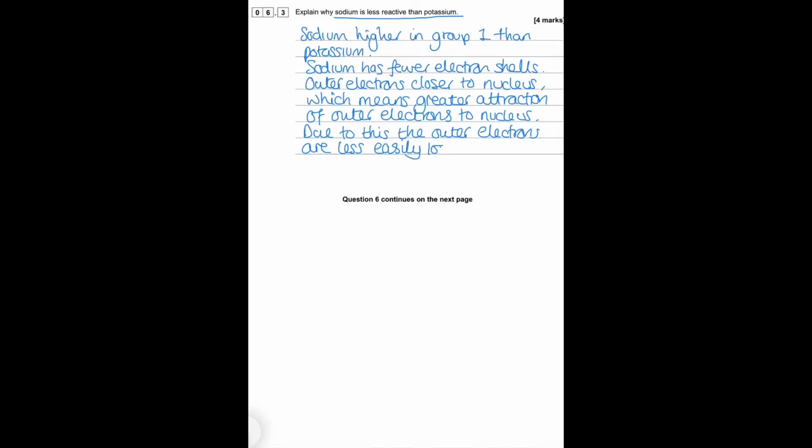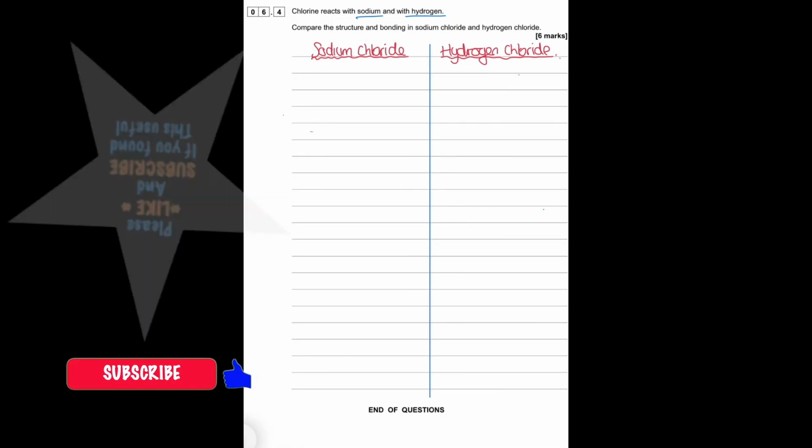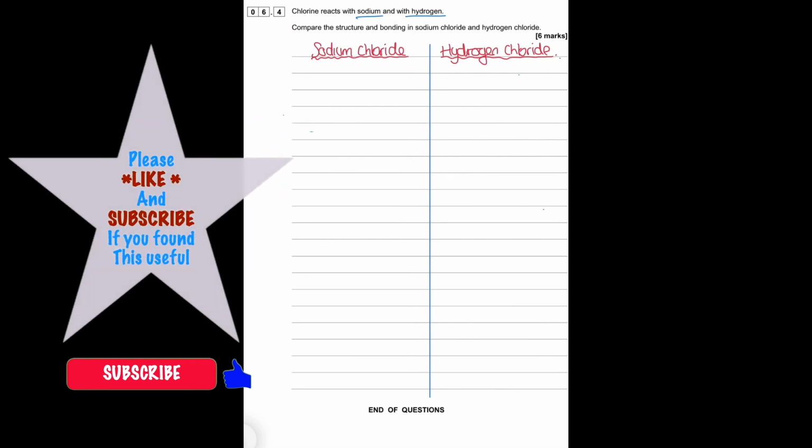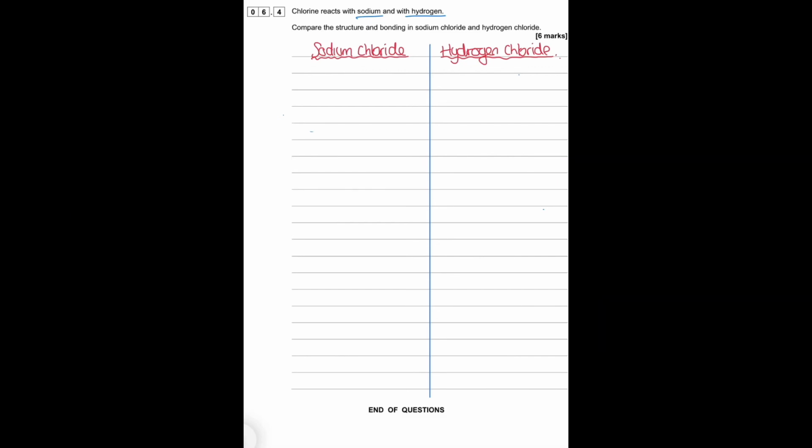In this question, we're told that chlorine reacts with sodium and hydrogen, and when it reacts with sodium, we get sodium chloride. When it reacts with hydrogen, we get hydrogen chloride, and we need to compare the two in terms of structure and bonding. So what I would do for this question is divide your page into 2 so we can clearly show what the similarities and differences are.